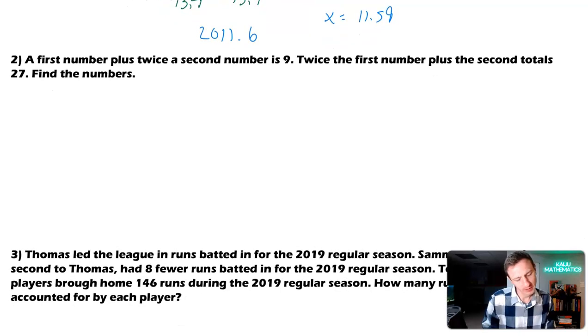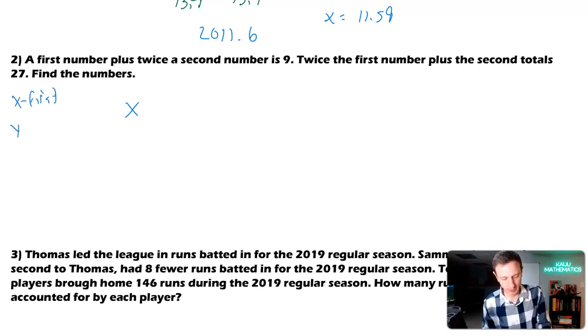All right, next one, number 2. A first number plus twice the second number is 9. Twice the first number plus the second totals 27. Find the numbers. So we have two different numbers that we're talking about. Let's call x the first number, and we could call y the second number. So we'd say the first number plus twice the second number is 9, means equals 9. And then we have twice the first number, so 2x plus the second totals 27.